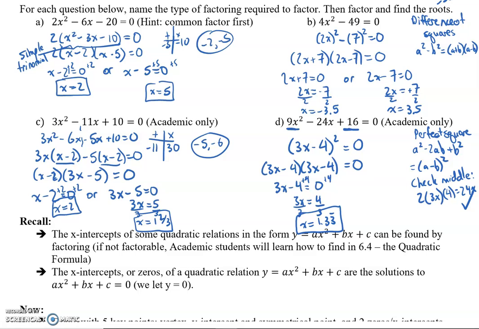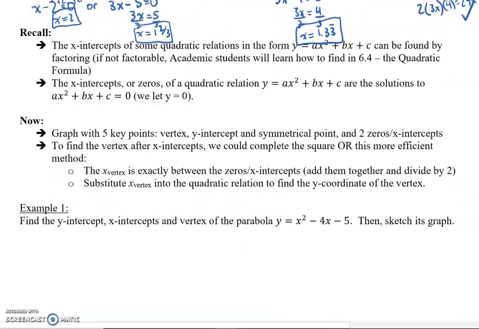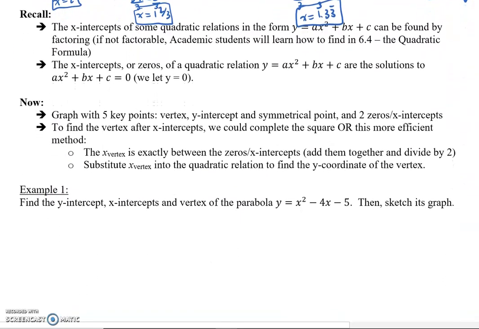So I want you to recall a couple of things here. I want you to recall first that the x-intercepts of some quadratic relations in the form y equals ax squared plus bx plus c can be found by factoring. All right, this is something we haven't really investigated a lot yet. We're going to learn about what to do if they're not factorable in the future, but we can find the x-intercepts by factoring, doing this process that we've done before, just like I did in these examples.